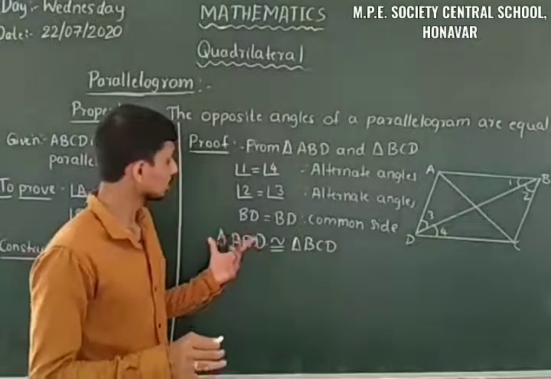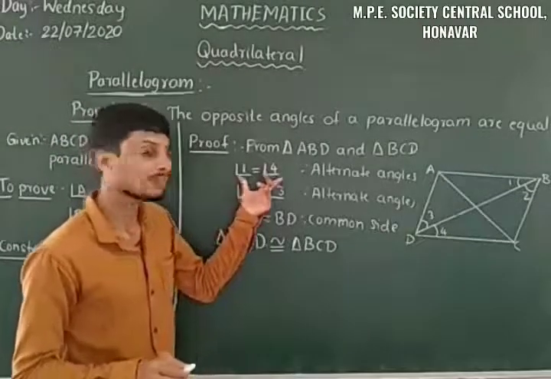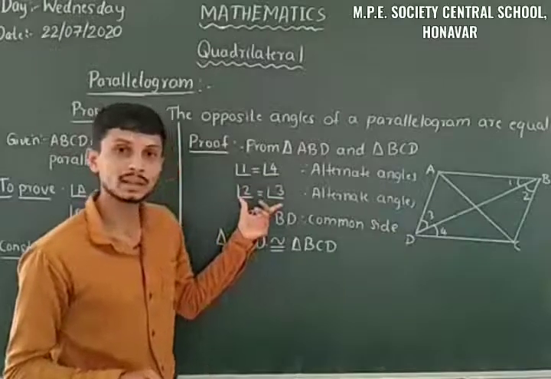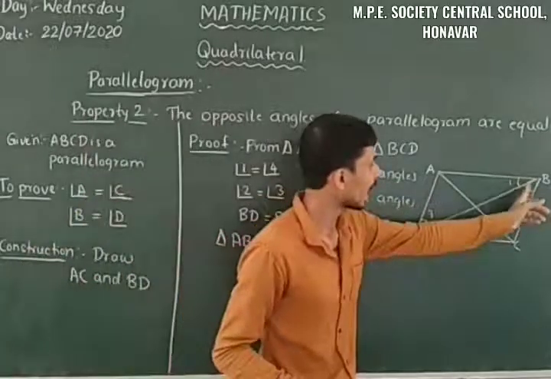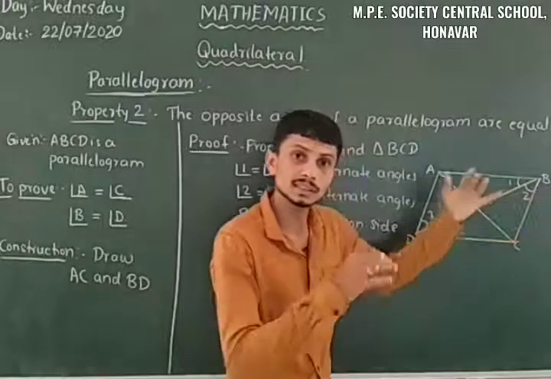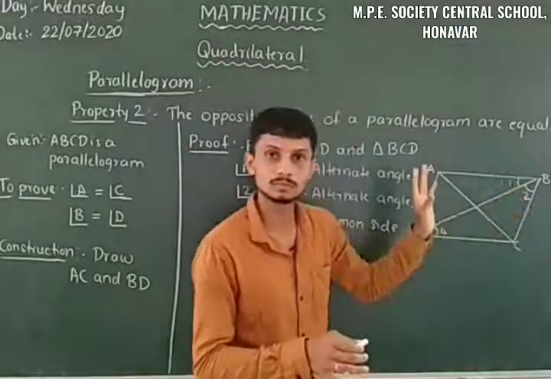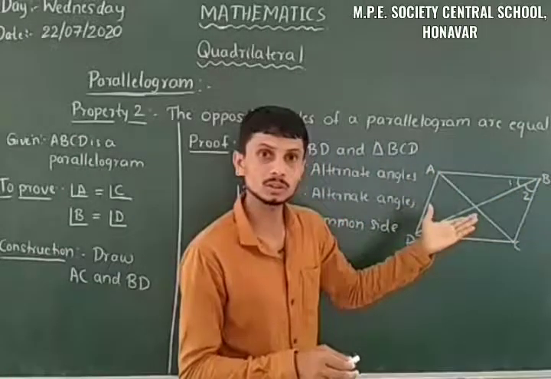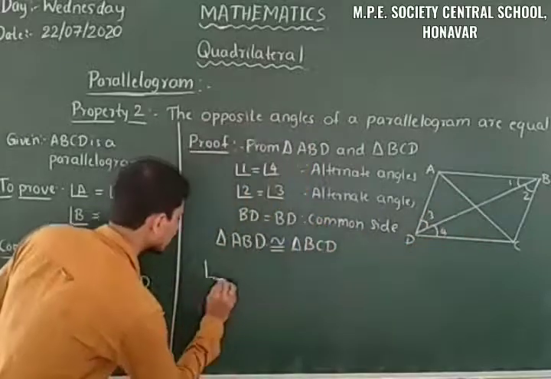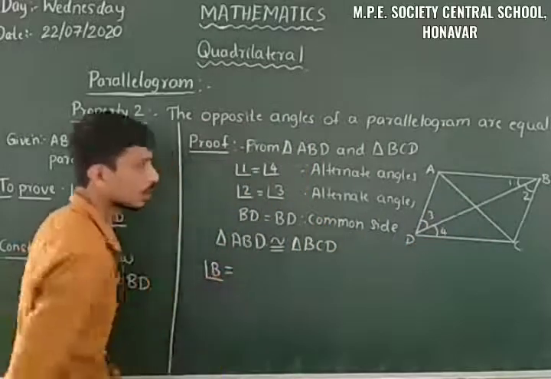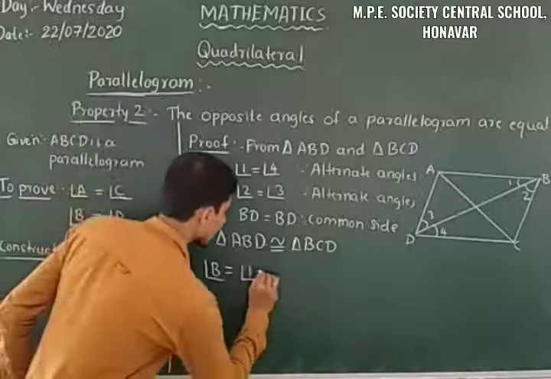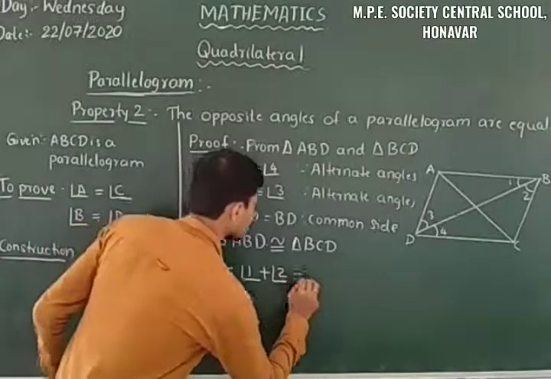So observe here, angle 1 is equal to angle 4 and angle 2 is equal to angle 3. Just observe here, angle B is the sum of angle 1 and angle 2. So I hope you understood that. So that means angle B is equal to angle 1 plus angle 2 here.